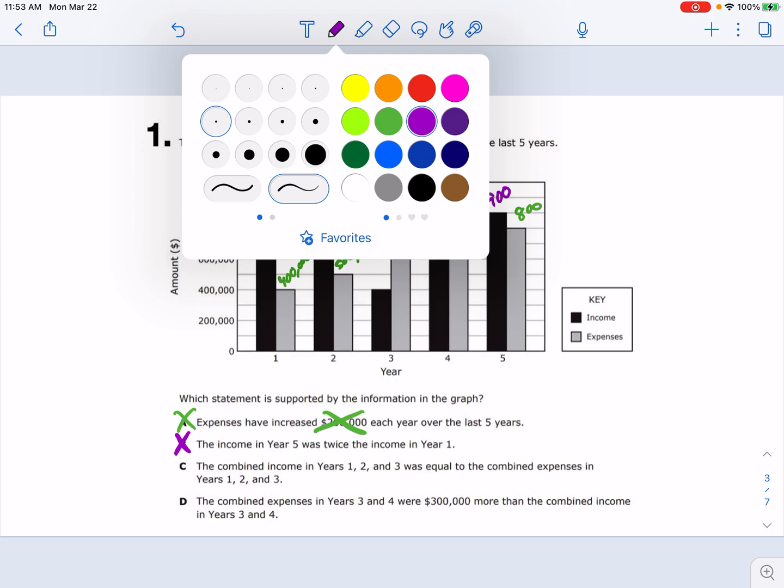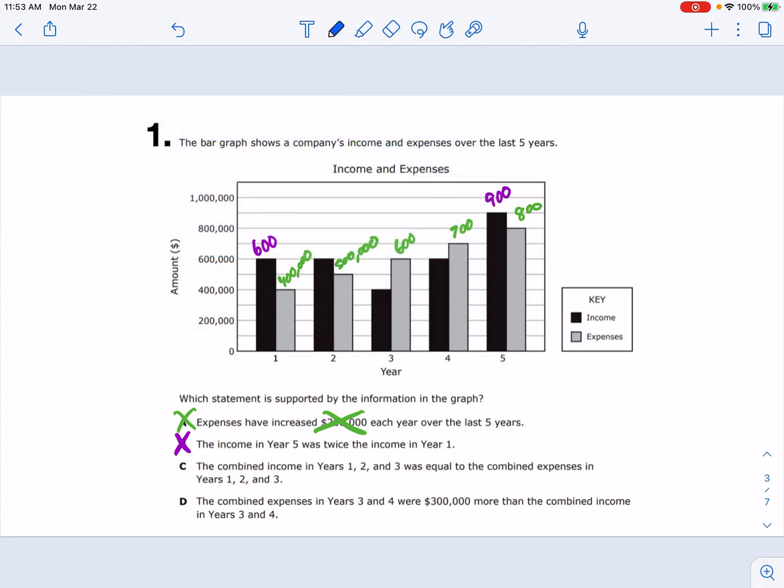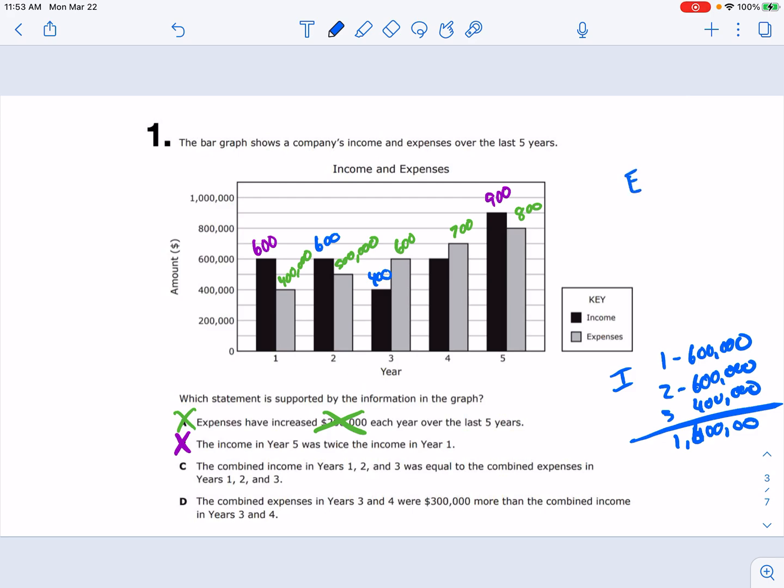Then answer C says the combined income for years 1, 2, and 3 was equal to the combined expenses of years 1, 2, and 3. So I'm first going to find the income. So year 1 income. Okay, income is our dark one. So year 1 was 600,000. Year 2 was also 600,000. In year 3 was 400,000. Okay, so there we get a total of 1,600,000 for income.